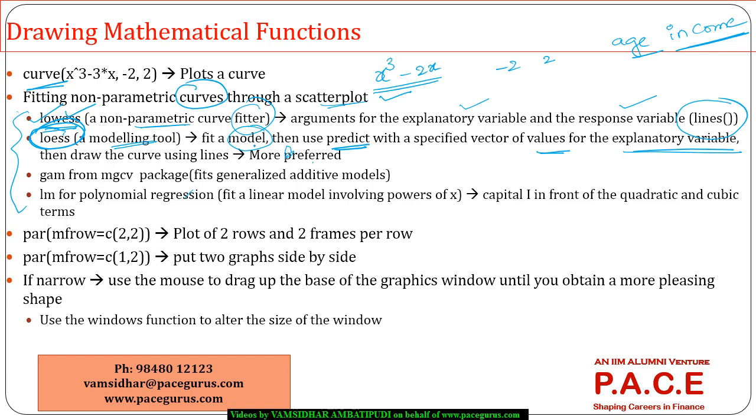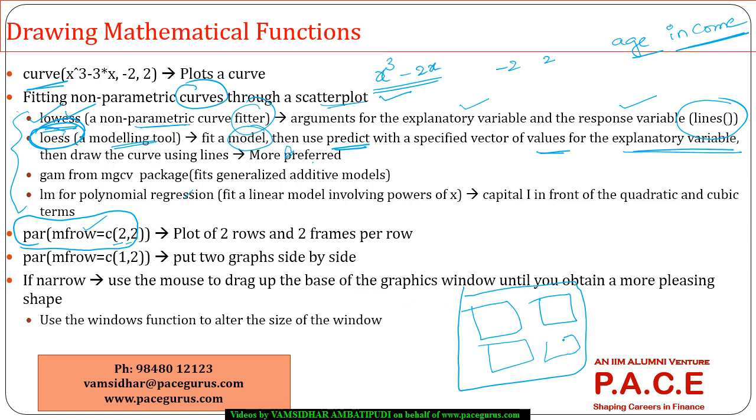To plot all four of them on one single screen, I'll make this kind of setting: par(mfrow = c(2,2)), which means it's a screen wherein I'll have 2 by 2 graphs. This is one chart, this is another chart, this is the third, this is the fourth. I'll get my 4 charts plotted here. It's a 2 by 2 plot, containing 2 rows and 2 charts per row.